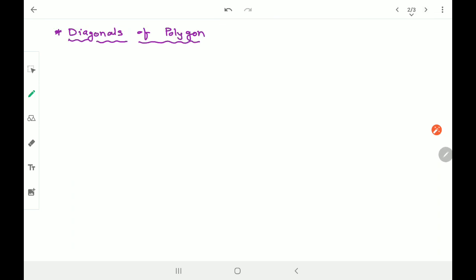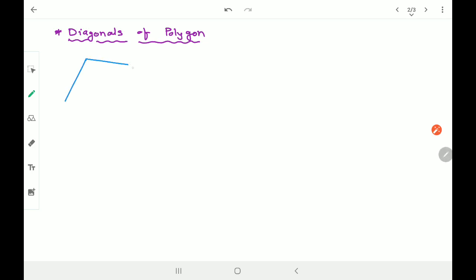The next concept is diagonal of polygon. What is a diagonal of a polygon? A diagonal of a polygon is nothing but a join of any 2 non-adjacent vertices of the polygon. Now this definition seems a little weird and it becomes difficult. But let me tell you, it's a simple idea.